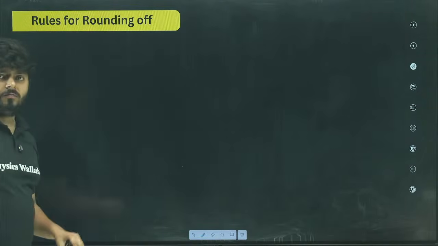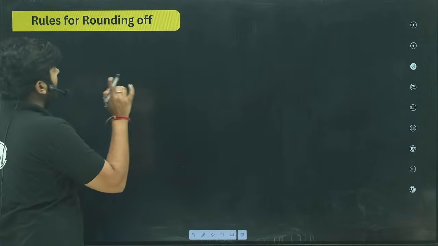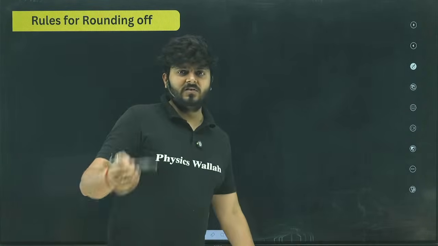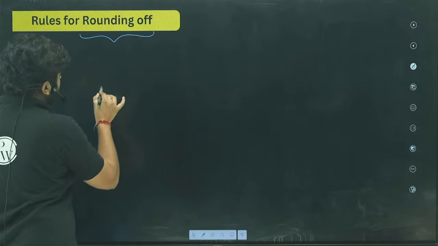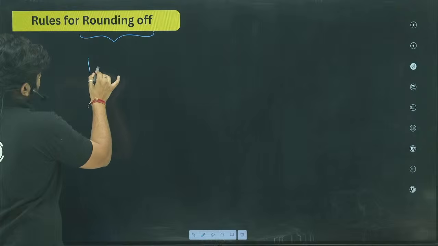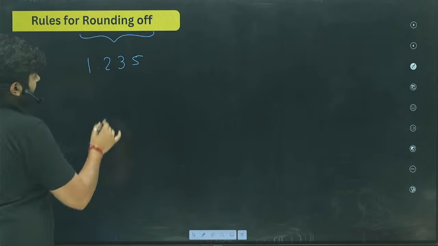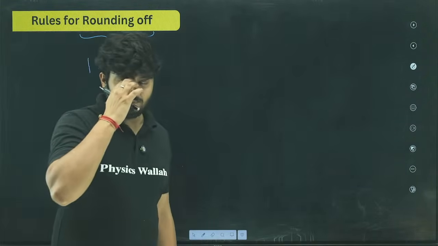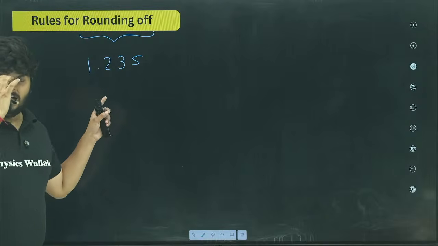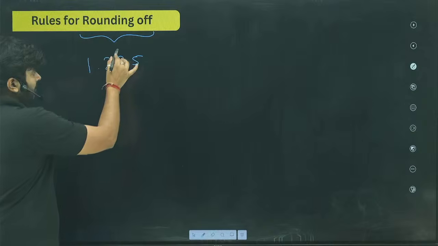Now, rules for rounding off. This is the last thing; after that there is accuracy and precision as well. So how will you round off something? Suppose I have 1.235, and after one digit after the decimal, this is the cutoff digit. Everything from here I have to drop.